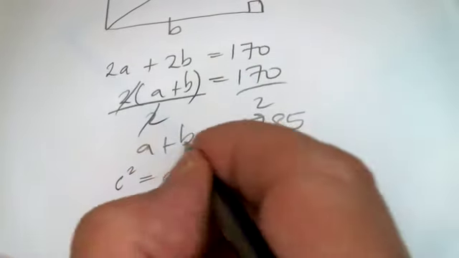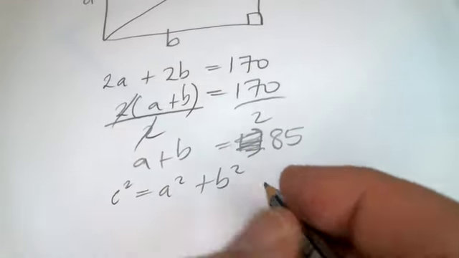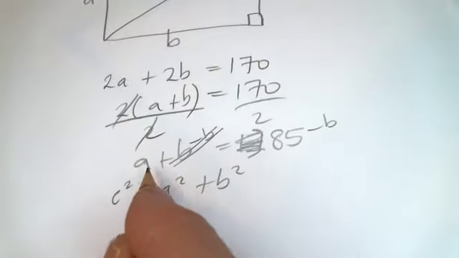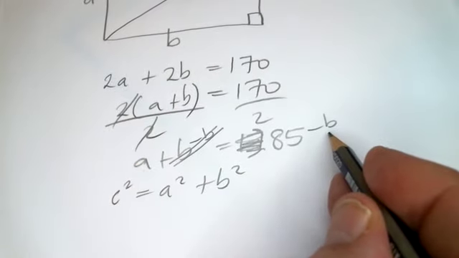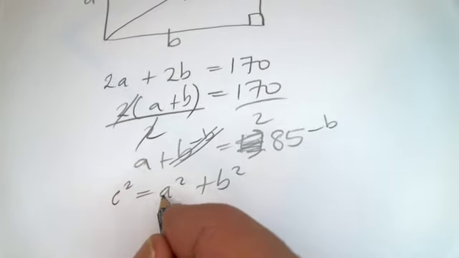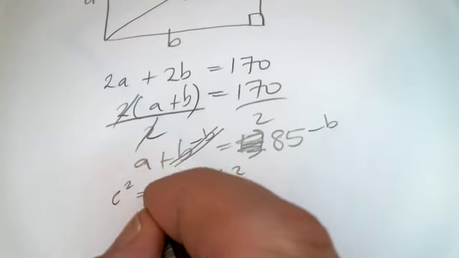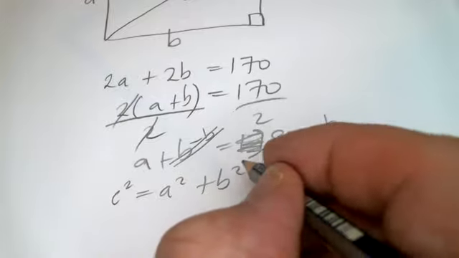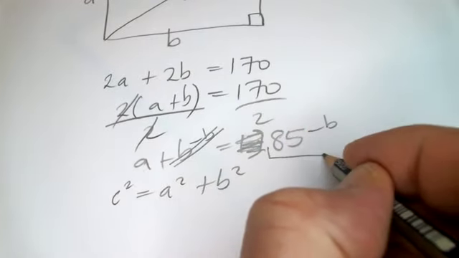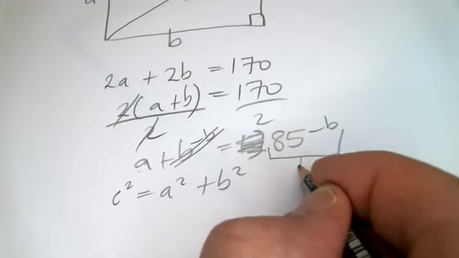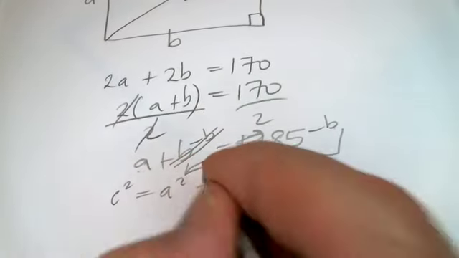Well, let's actually separate this out a little bit. Let's subtract b from both sides. So now a is going to be 85 minus b. And rather than writing a here and then squaring it, I could actually substitute a, which is now 85 minus b, into here.